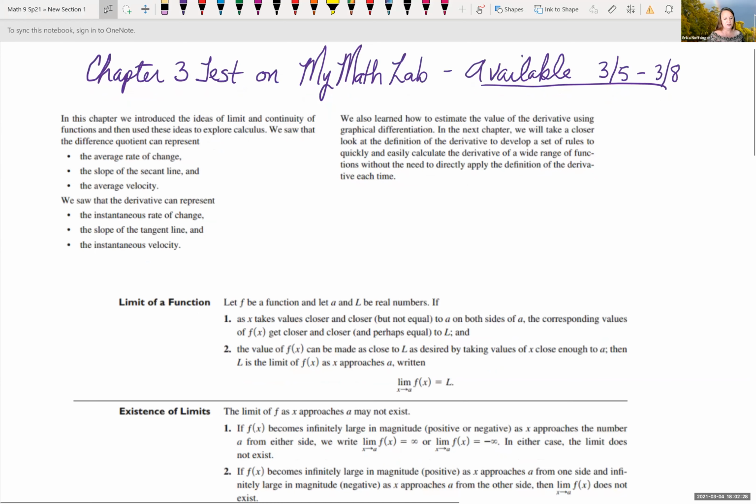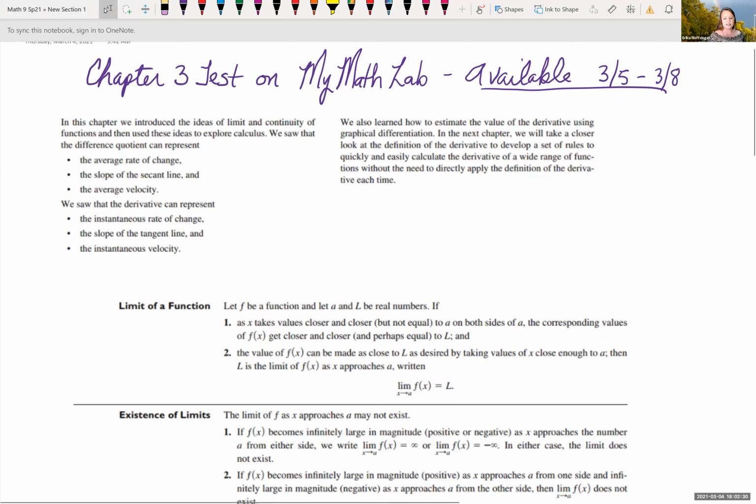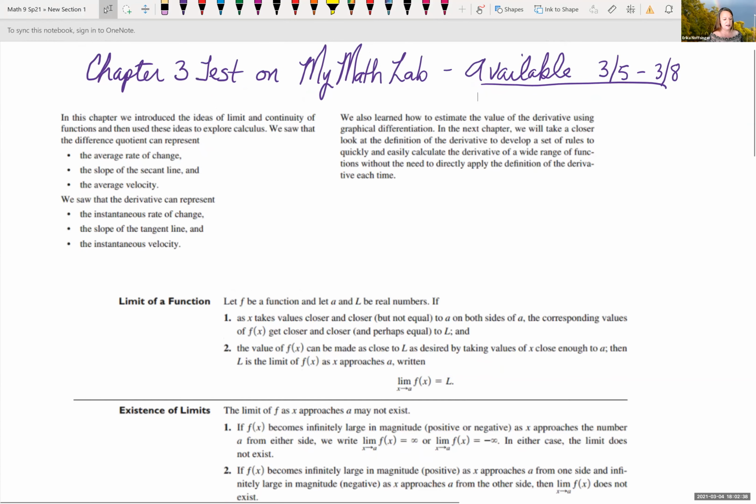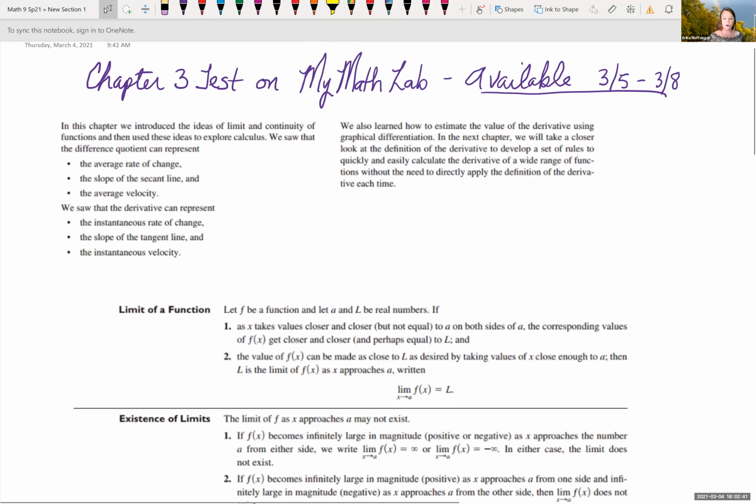So if you retake it, or if you take it, you're going to be submitting your written work. You're going to turn in the highest grade. So turn in the work for the highest grade you got on My Math Lab.